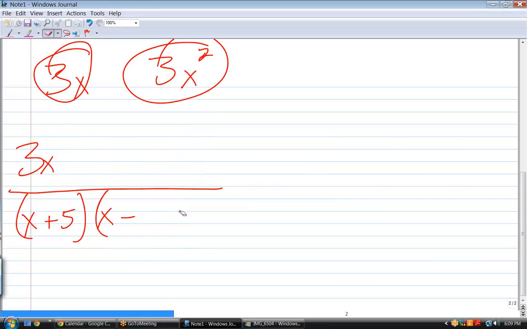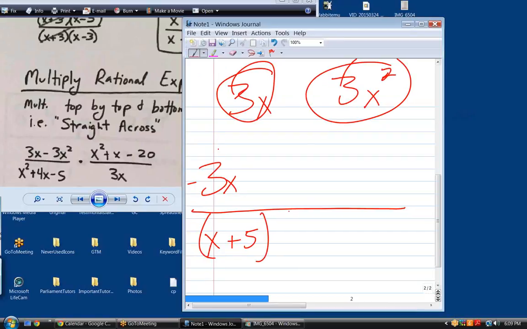So I'm going to replace that, and I'm going to put negative 1 here. How am I going to do that? I'm just going to put a negative sign in front of the 3x. All right, so that's the first part. In other words, I've factored the numerator, I factored the denominator, and I've canceled where I can. So let's go to the next rational expression.